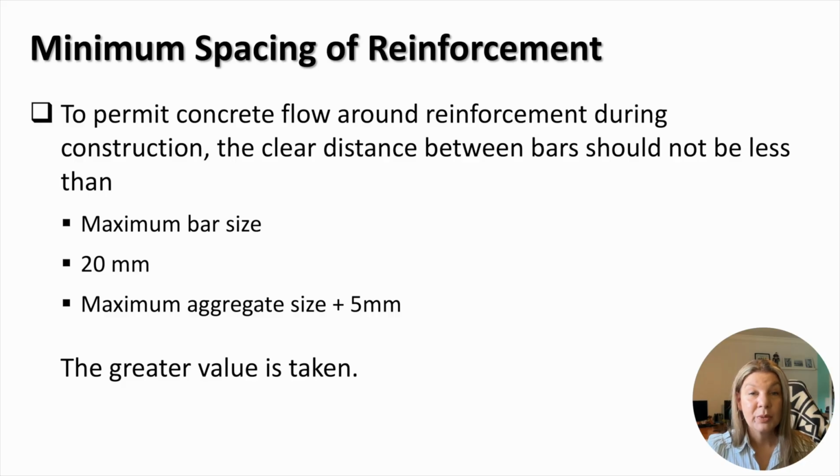The clear distance between bars should not be less than the maximum bar size, 20 mm, or the maximum aggregate size plus 5 mm. These limitations assure that there will be adequate flow of concrete around reinforcement during construction. Assuming a maximum aggregate size of 20 mm, the clear distance between bars should not be less than 25. Therefore, the 45 mm spacing we got in our example satisfies this requirement.